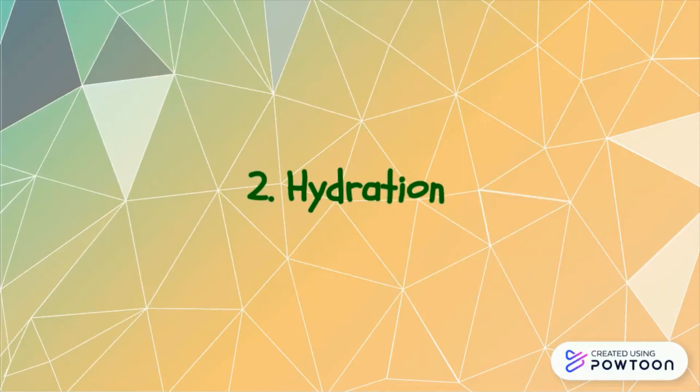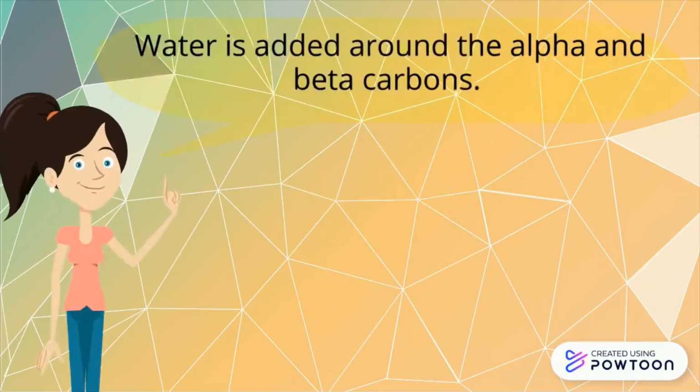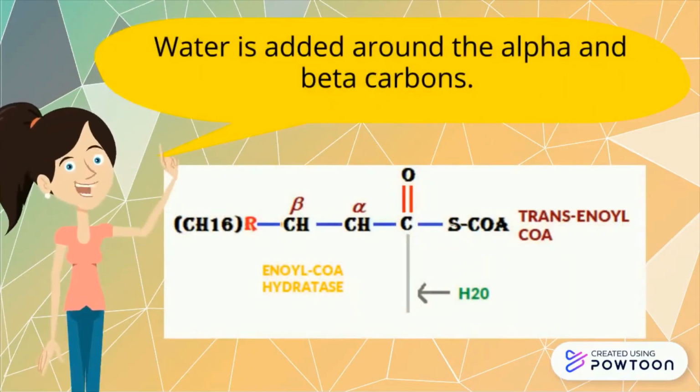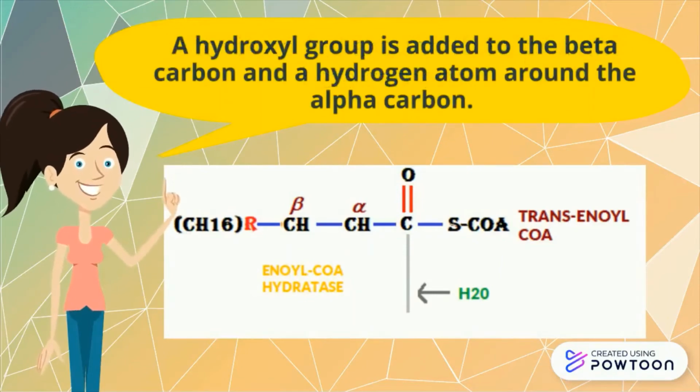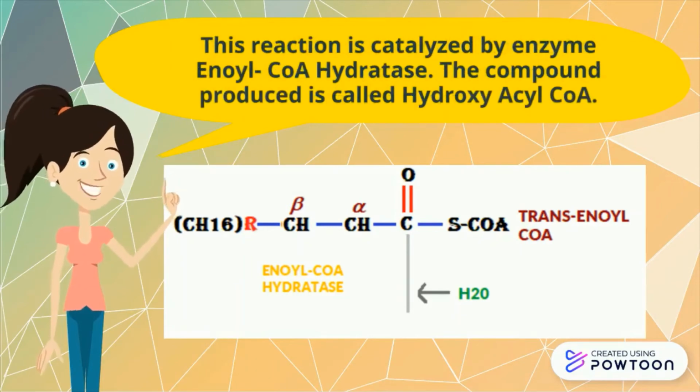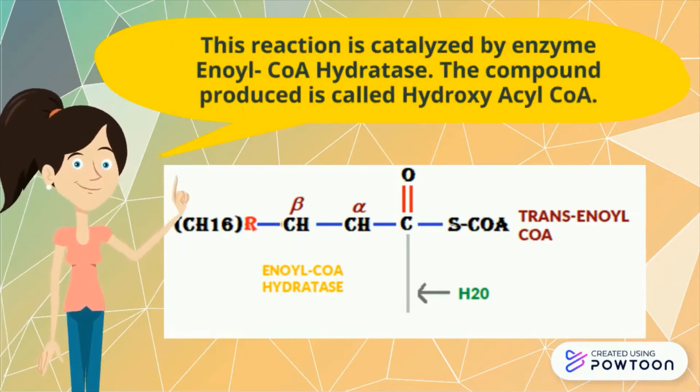The second reaction of beta oxidation in the mitochondrial matrix is a hydration reaction, which means the addition of water. Water is added around the alpha and beta carbons. A hydroxyl group is added to the beta carbon and a hydrogen atom to the alpha carbon. This reaction is catalyzed by the enzyme enoyl-CoA hydratase. The compound produced is called hydroxyacyl-CoA.